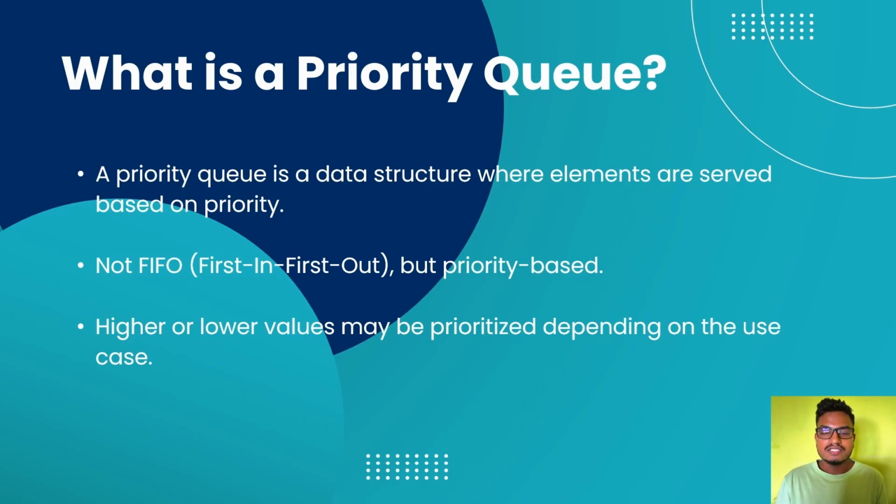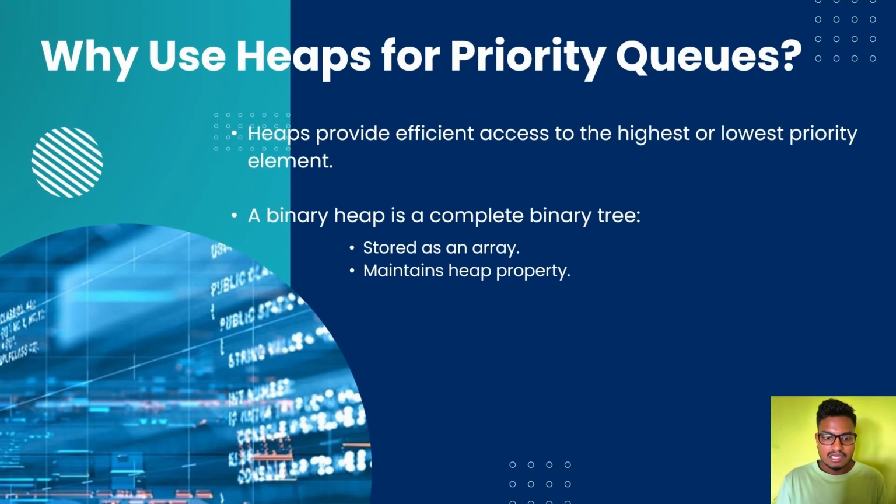Next, why use heap for priority queues? Now that we know what a priority queue is, the next question is, how do we implement it efficiently? We could keep a sorted list, but insertion would be slow, O of n time in many cases. Instead, we use a heap.